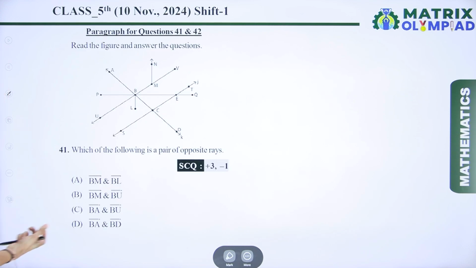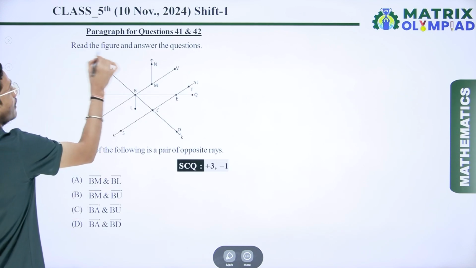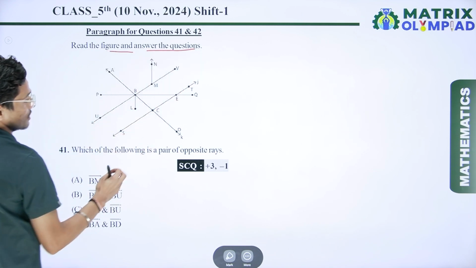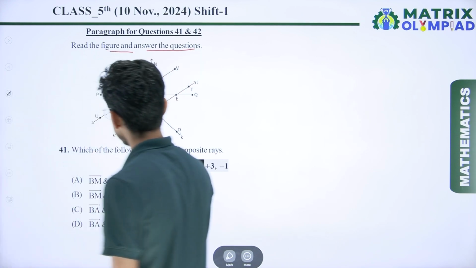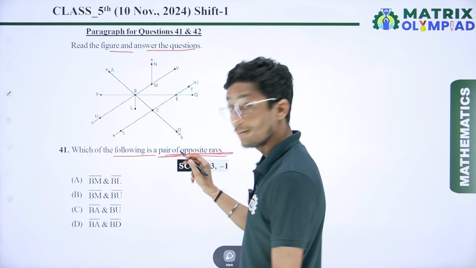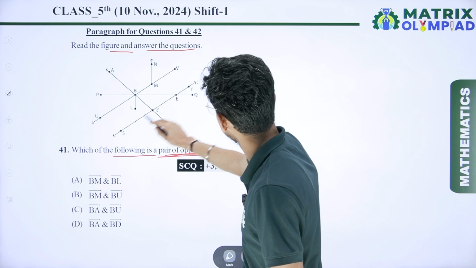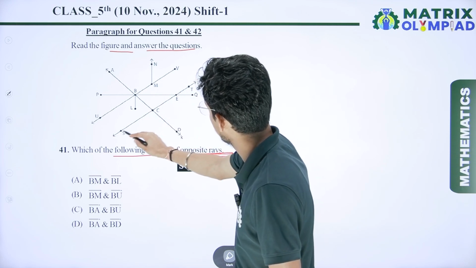Now the next question, which is based on a paragraph. The paragraph says read the figure and answer the questions. Here we have a given figure, and the question is which of the following is a pair of opposite rays? So where are opposite rays? This one is not a ray. This one is a ray. So I can say the pair of opposite rays.